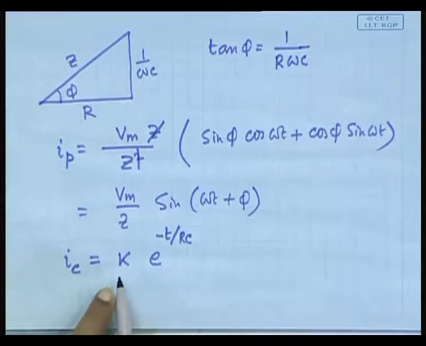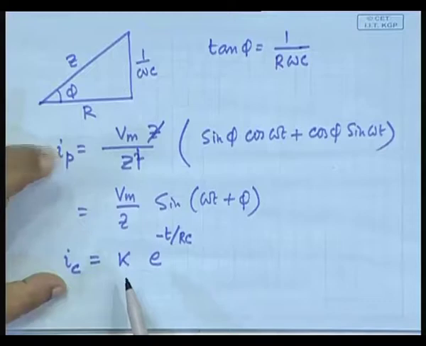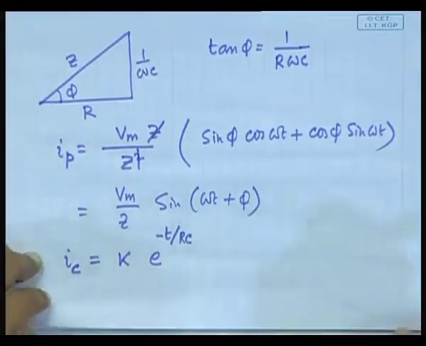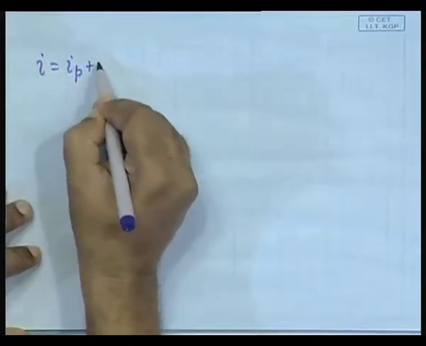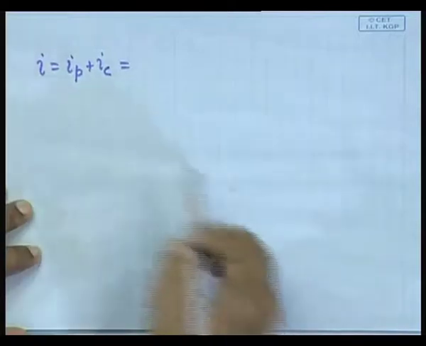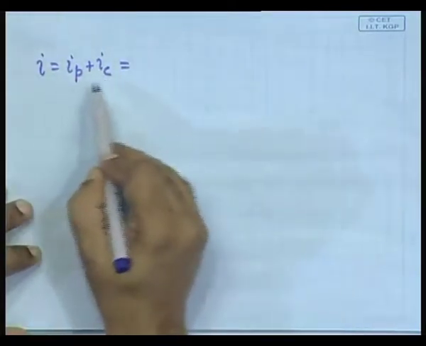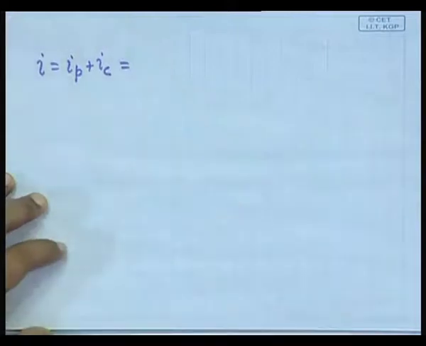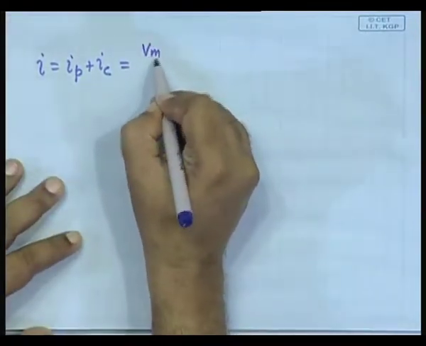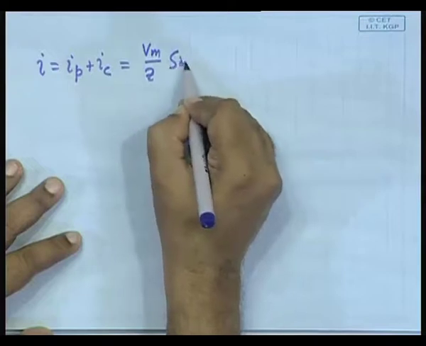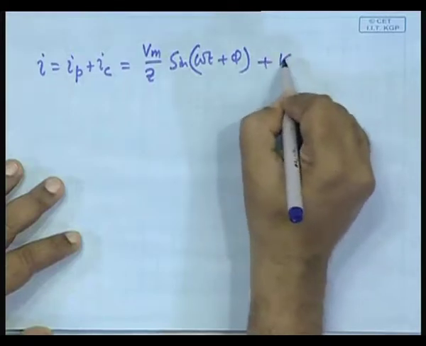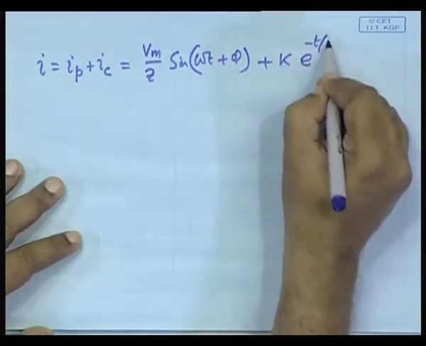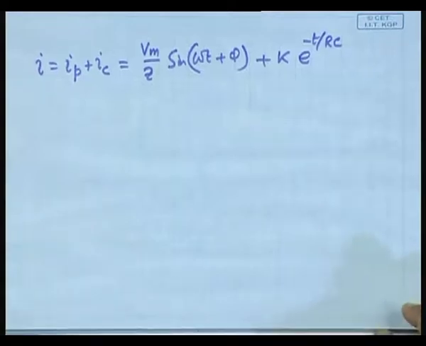But now notice that the initial condition has to be the initial condition of the total current, which is the addition of these two, not just obtained from here. So, your total current is I equal to I p plus I c, your particular integral and the complementary function. Taken together, you have V m by Z sin omega t plus phi plus k e to the power minus t by R c. Fine.